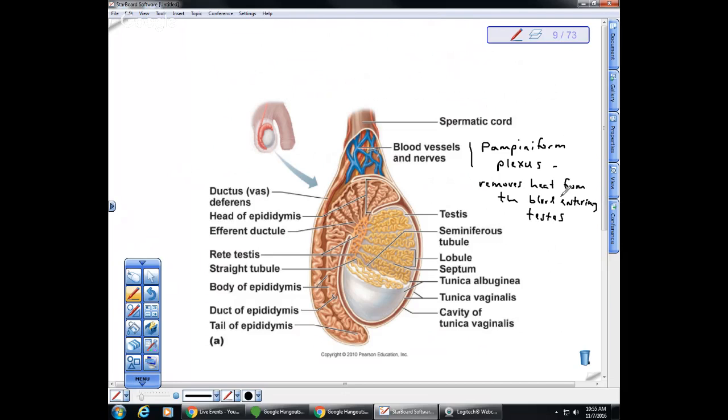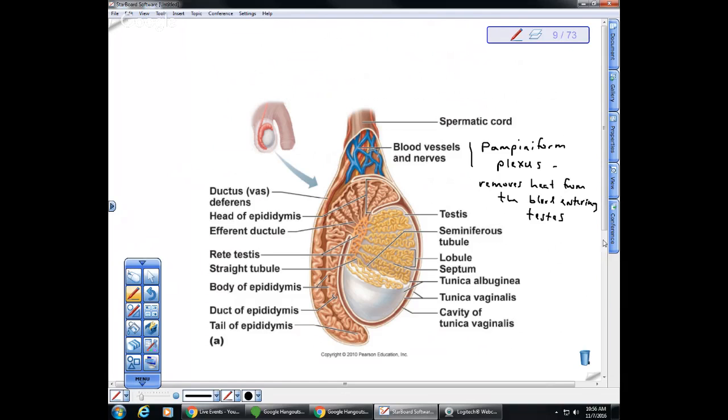Right? So you can see that there's a plexus, which means that it's branching, right? So see those blood vessels? Why isn't it just one? There's one red going in, so why isn't there just one blue coming out? That's the pampiniform plexus. And so it helps to remove heat from the arterial blood that is coming in, and that also helps to regulate the temperature of the testes.